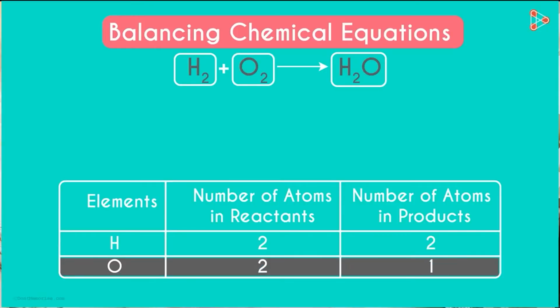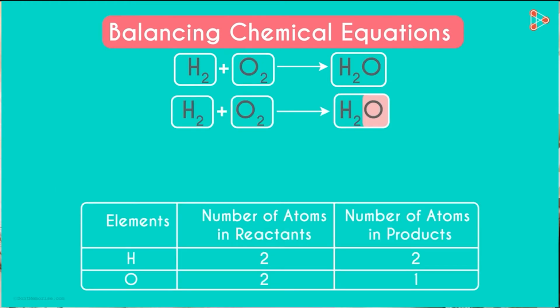So we have made this table. Now what do we need to balance? Look at the box. You can see oxygen is only 1 on the RHS. So we need to balance the oxygen atom. Now multiply the RHS with 2.